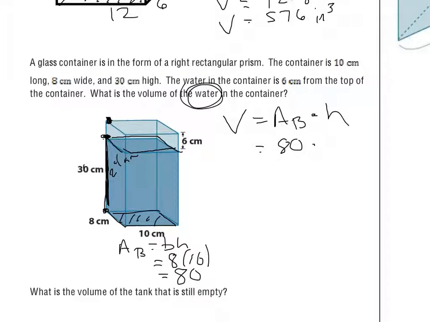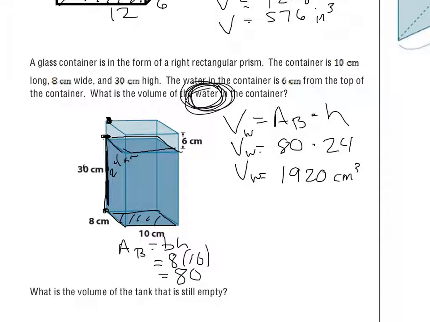What is the height of just the water? Should have said that the height of just the water is 24. And so for the volume of the water, I'm going to start to label these a little bit more clearly because there's a couple different volumes we could find here. The volume of the water is 8 times 24, which would be 1,920 cubic centimeters.